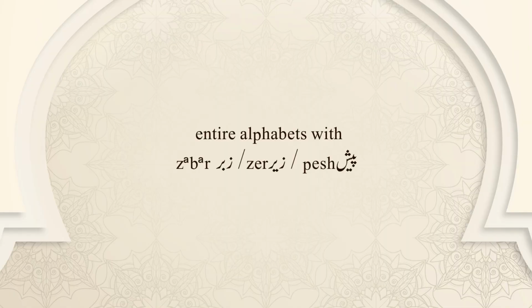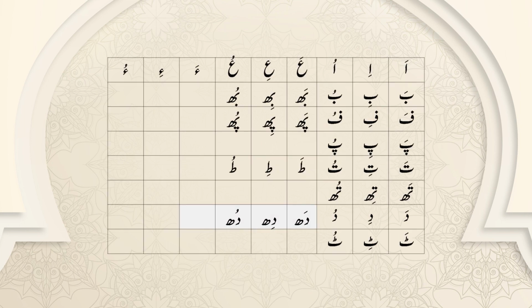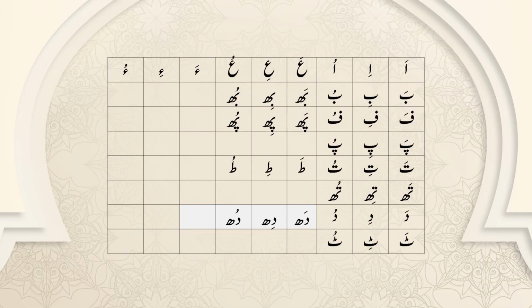Now we'll see and practice the entire alphabet with zabar, zair, pesh. Here you can see a graph of alphabets. We have taken all these alphabets and applied the zabar, zair, pesh on them, and they will create their sounds. Most of the alphabets we have taken in our previous lectures, and we have practiced those alphabets. Now here we'll take a thorough look at these alphabets with zabar, zair, pesh.